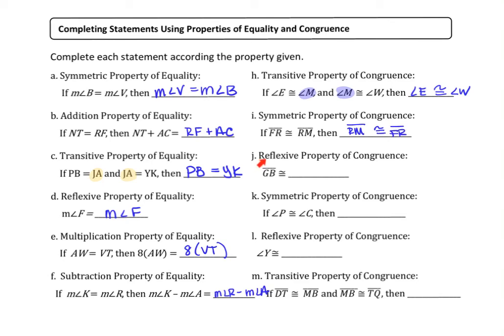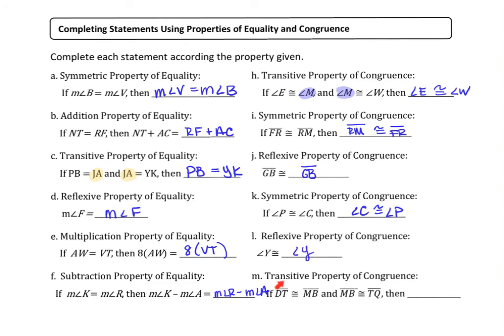Reflexive property is when you have a segment or an angle that's just congruent to itself. So this one would just be segment GB is congruent to segment GB. Letter K, symmetric property of congruence. So if angle P is congruent to angle C, then that means that angle C is congruent to angle P. Here's another reflexive property. That one should be super easy. It's just the same thing.